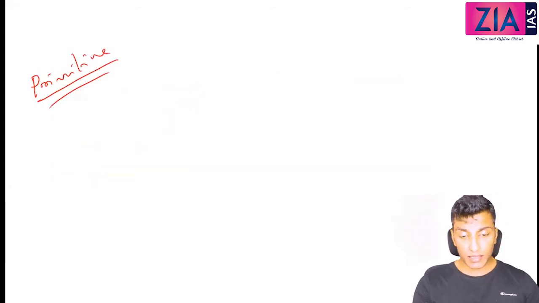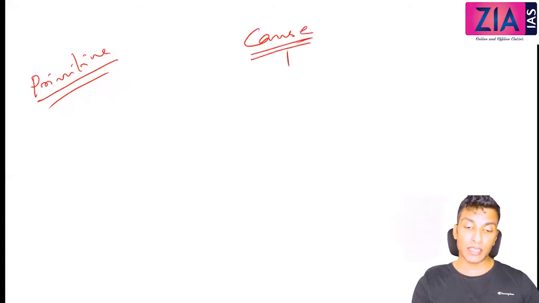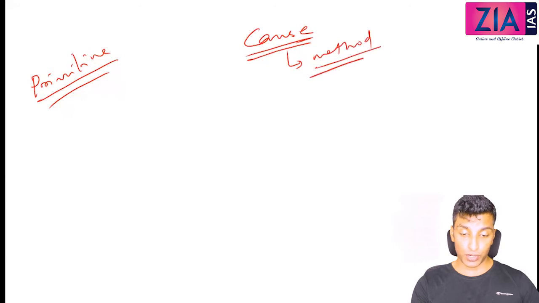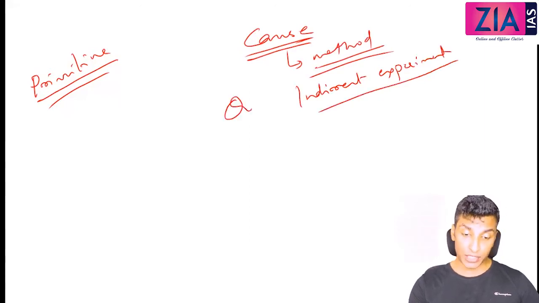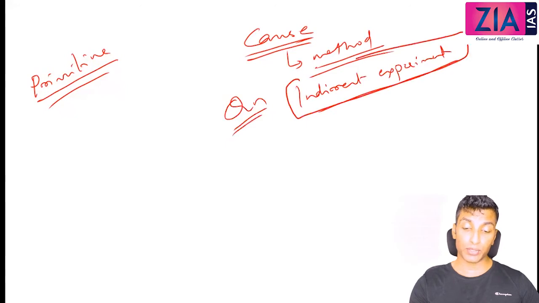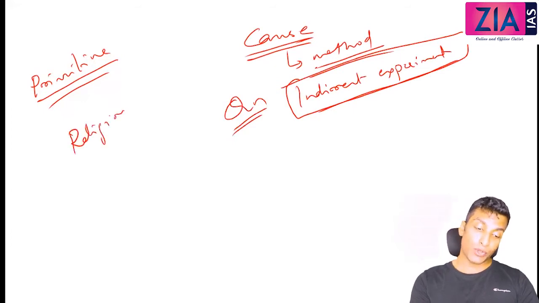Now see, once we discuss the cause, here we need to discuss a method. This can be asked as a short note. That method is known as the indirect experiment. Indirect experiment can be a separate question. Understand it here, then it will be very easy. Indirect experiment means he is going to study religion, and he is going to establish the cause of religion.